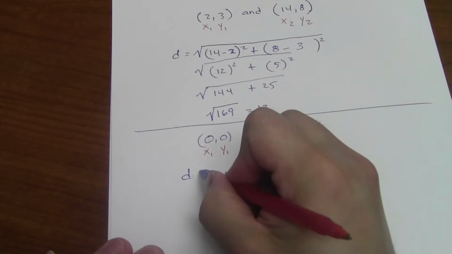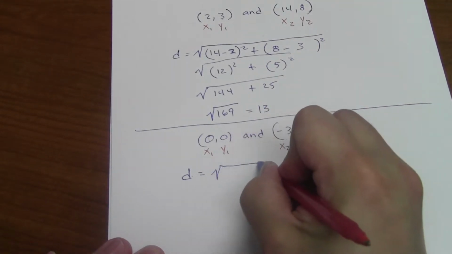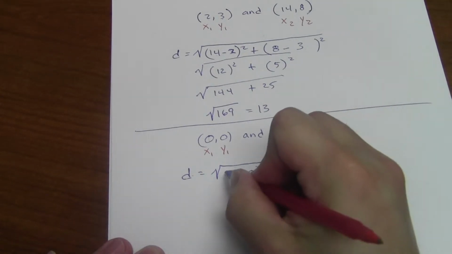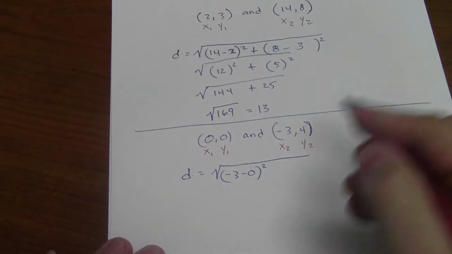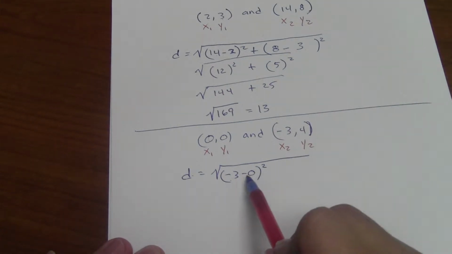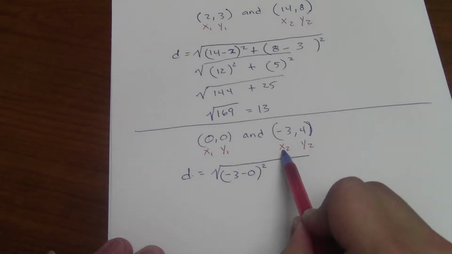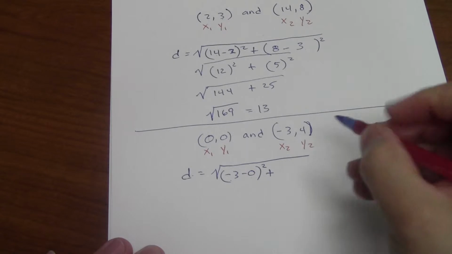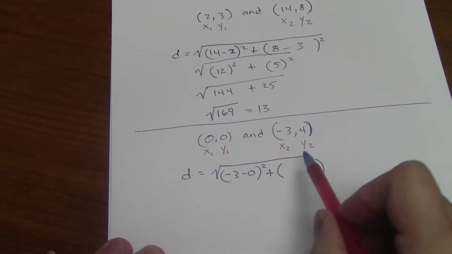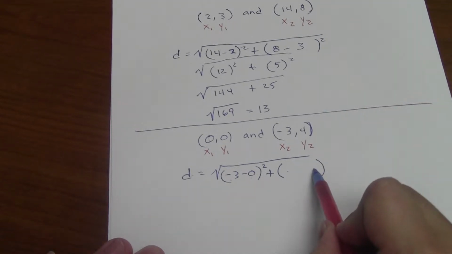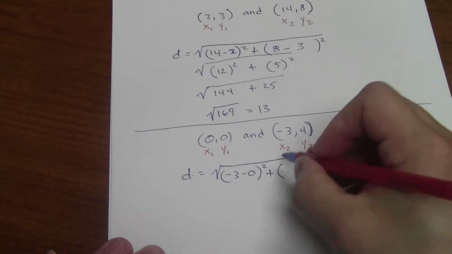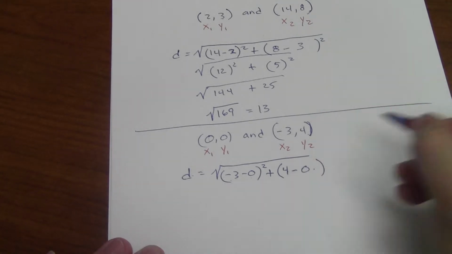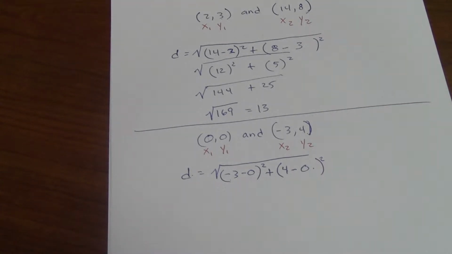D equals square root minus 3 minus 0 squared. All right, x2, x1. x2 was a minus 3, x1 was a 0. Plus, all right, and then I'm going y2 minus y1. So y2 is 4, so 4 minus y1 is 0 squared. And then once again I solve.